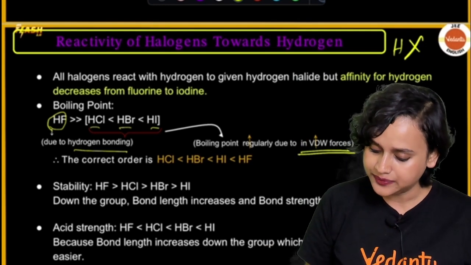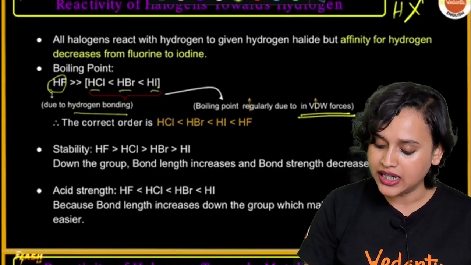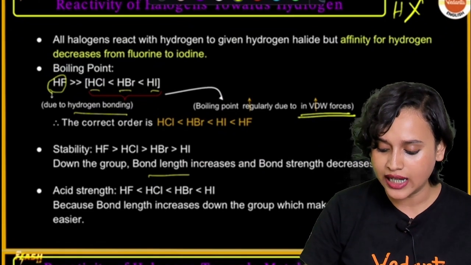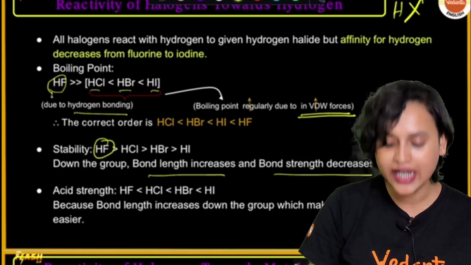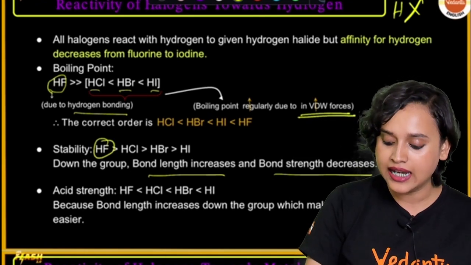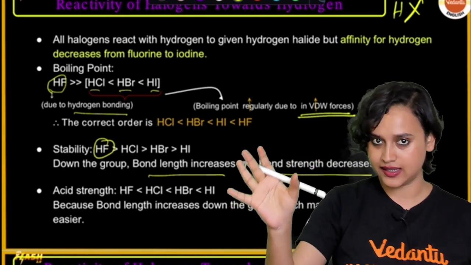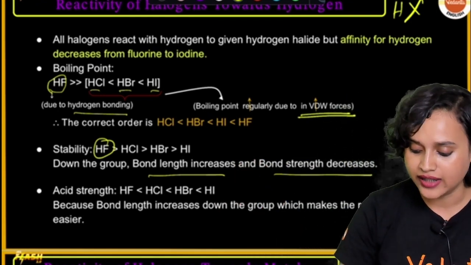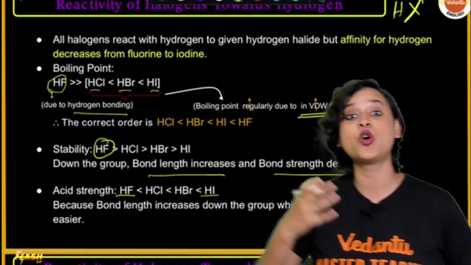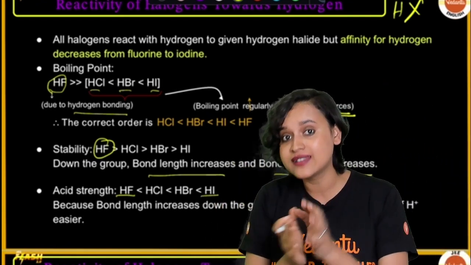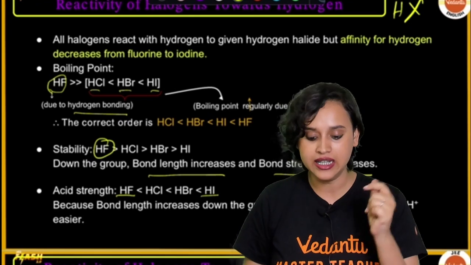Okay. All right. Now, stability. As you go down the group, the bond length increases and the bond strength decreases, which is why HF has higher stability and HI has the least stability. Acidic strength: HF will have the least acidic strength and HI will have the highest. Why? Because bond strength is now much lesser. Hydrogen will be released very easily.